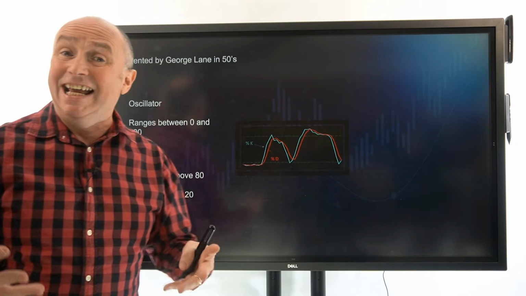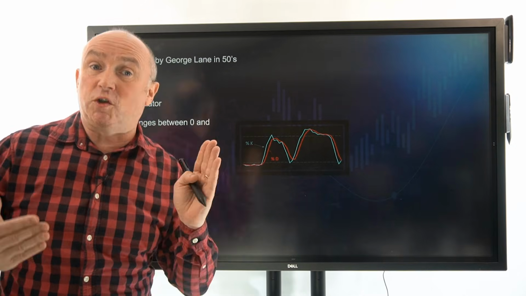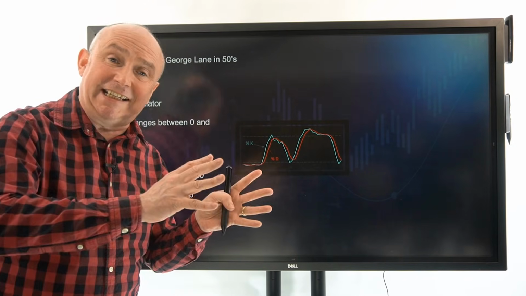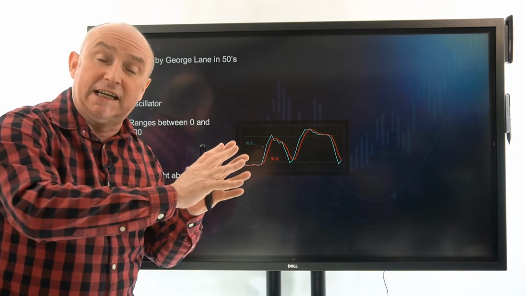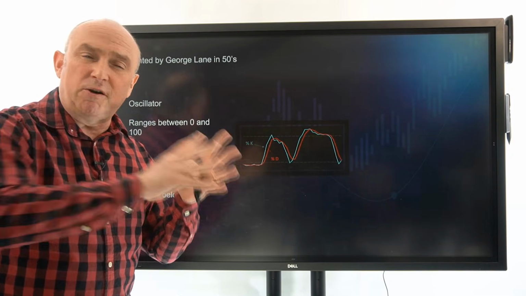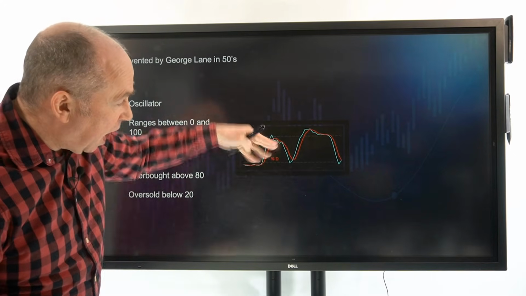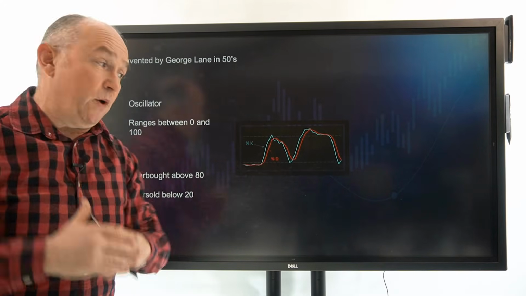Oscillators are typically leading indicators. They give us clues to where prices may go in the future, as opposed to a lagging indicator, which looks at previous price and tells you where it's been. So oscillators are leading indicators, and as I say, they range up and down between two extremes.